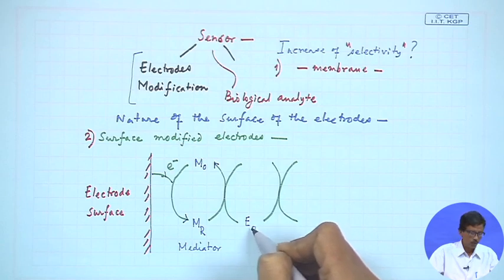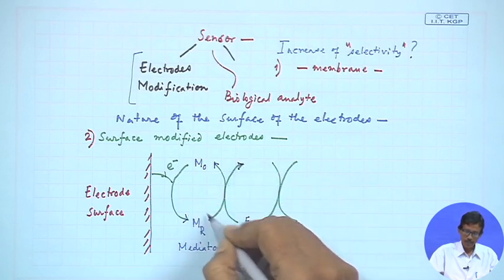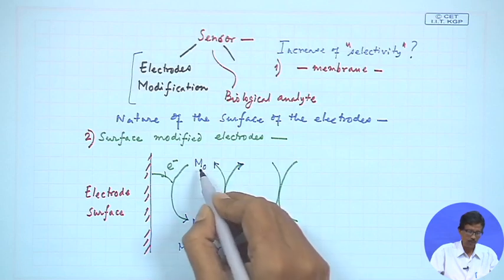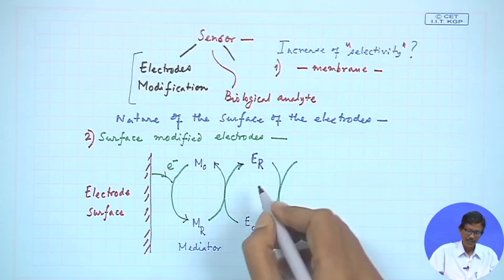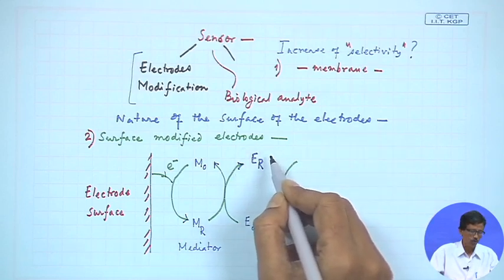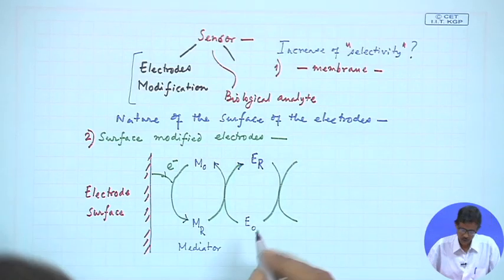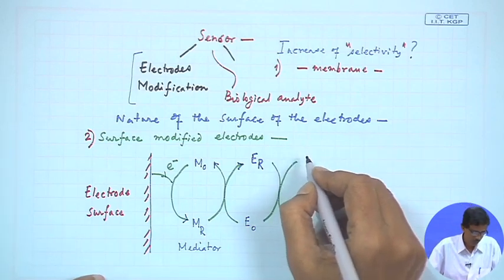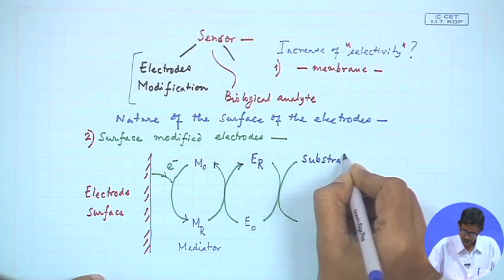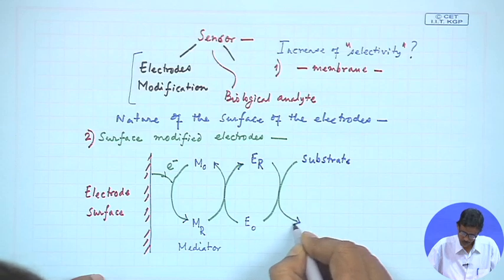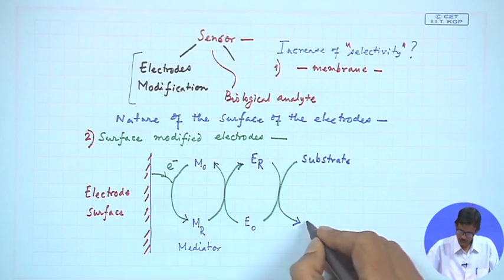So, this electrode surface will go like this. So, it is reaction with this Mr. So, E0 plus Mr will produce M0 plus Er, your enzyme in the reduced form. So, as a result what we get is the enzyme in the reduced form. So, that is the required enzyme in the reduced form. So, it is not the oxidized form, but the enzyme in the reduced form that will be utilized to take up your substrate, and when it is reacting with your substrate we get the corresponding products.